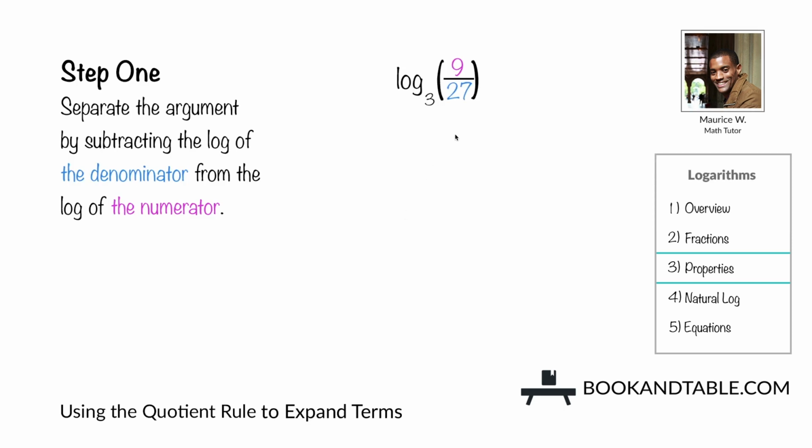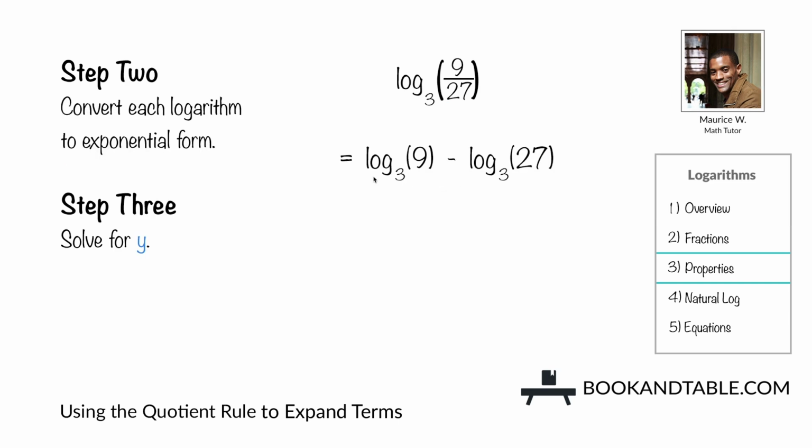So step 1, we want to separate the argument by subtracting the log of the denominator, which is 27, from the log of the numerator, which is 9. So we take the log of base 3 of 9 and subtract the log of base 3 of 27. So the numerator goes first, the denominator goes second, and the log of base 3 of 9 can be simplified further, as well as the log of base 3 of 27. So we can convert each logarithm to exponential form.